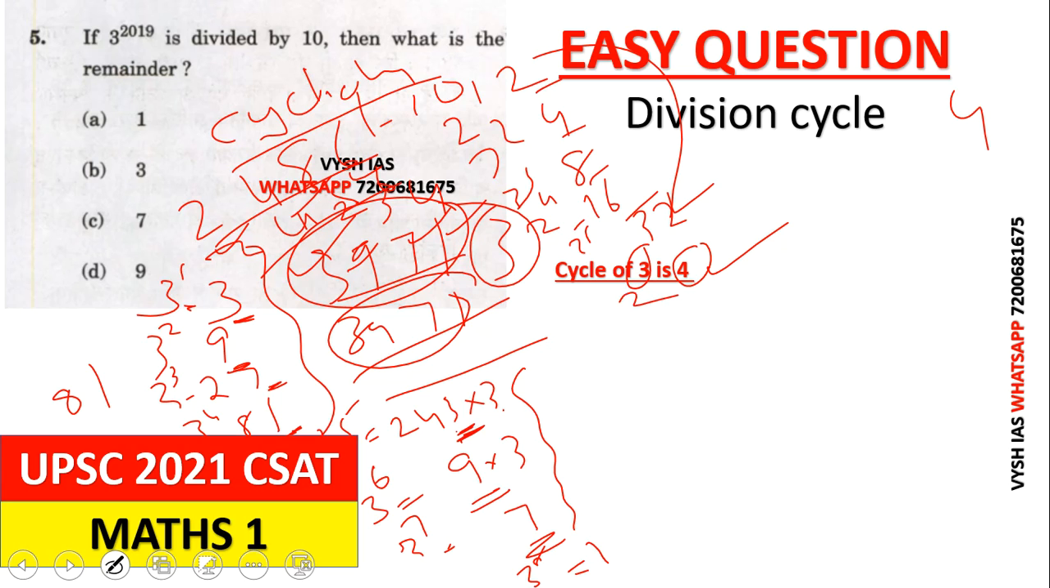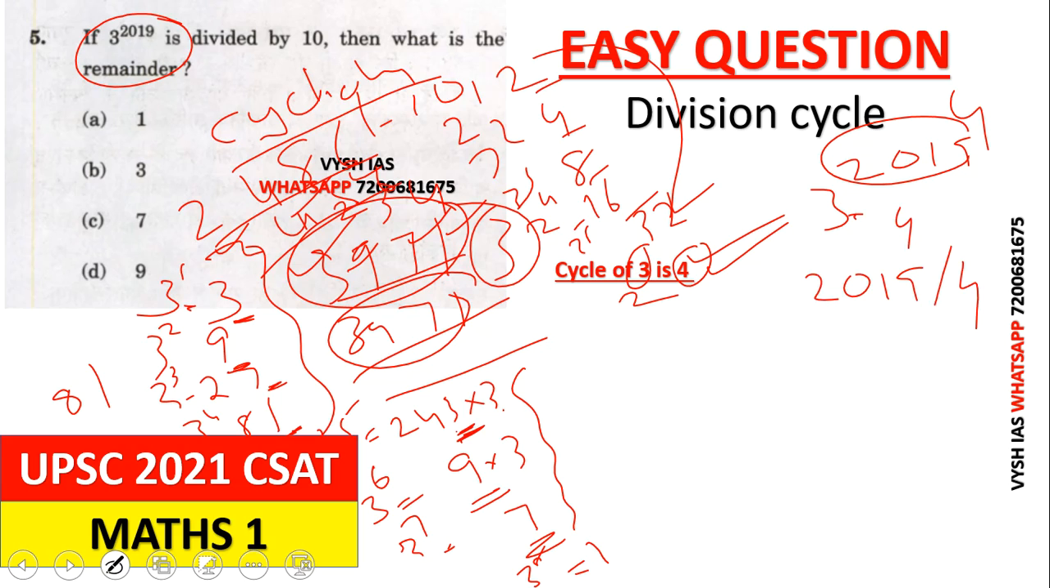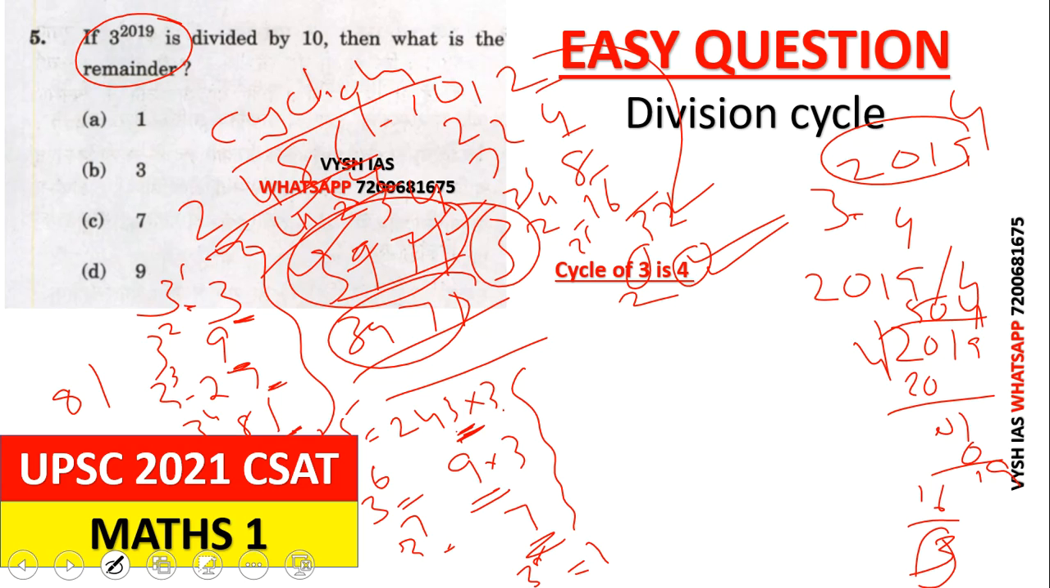This much you understood. Now why did we do all this exercise? What is the use of this cyclicity? Whenever such a question comes, 3 raised to 2019 or 3 raised to any big number, you know the cyclicity of 3 is 4. So you take 2019 and divide by 4. That is an easy division. 4 into 5 is 20, 4 into 4 is 16, 19 minus 16 is 3. Remainder 3. This is what we want. So we take the power 2019, divide by the cyclicity, and get the remainder 3.